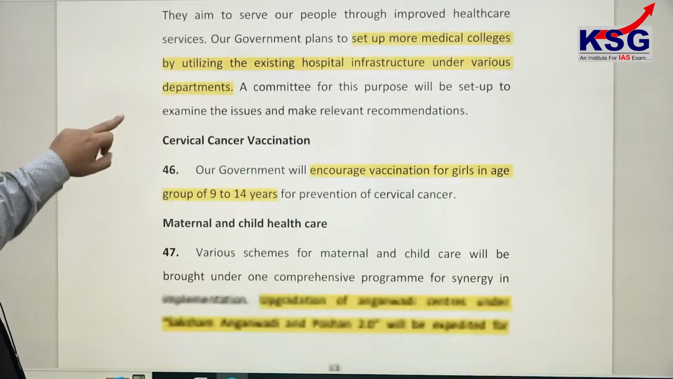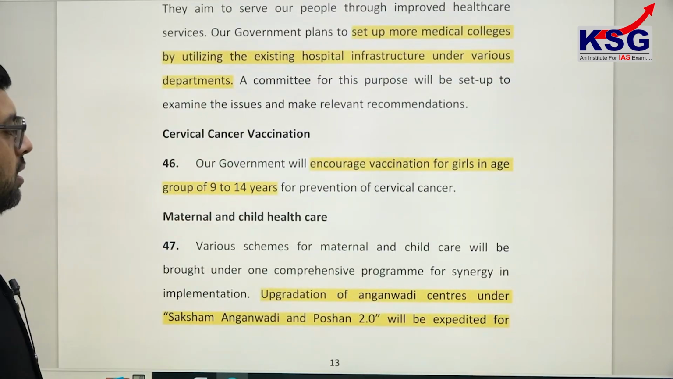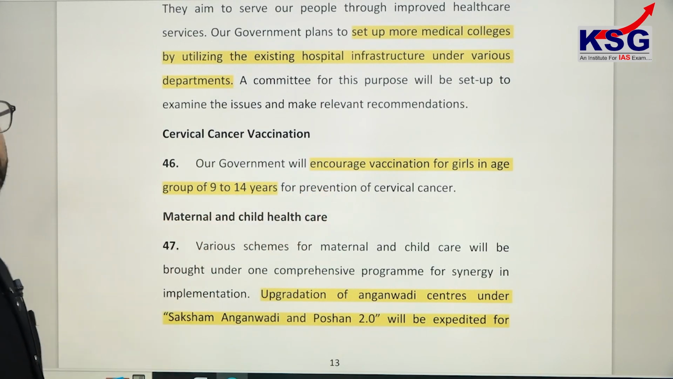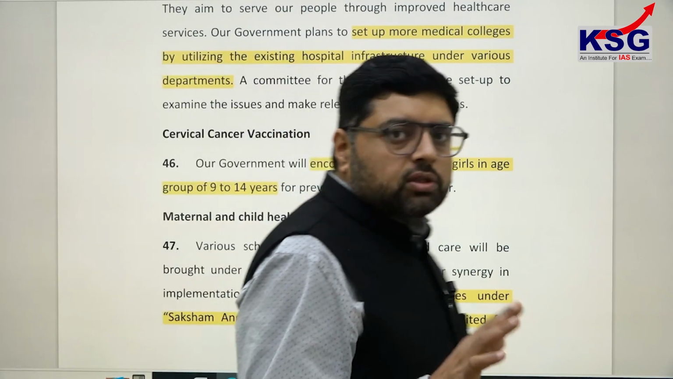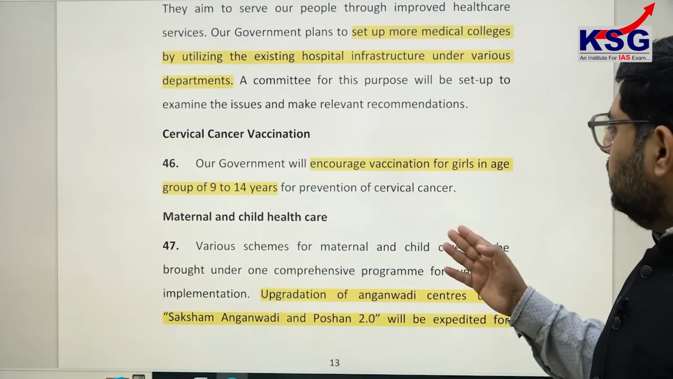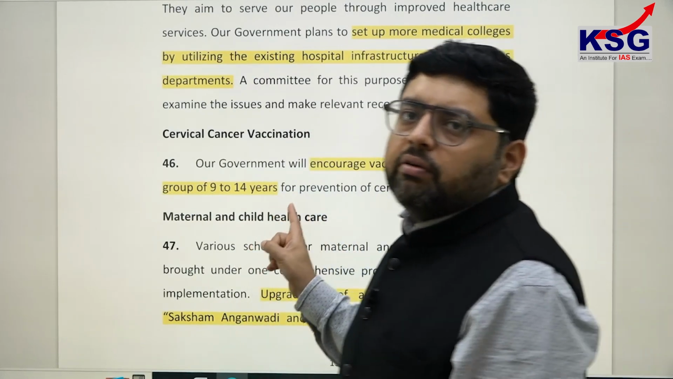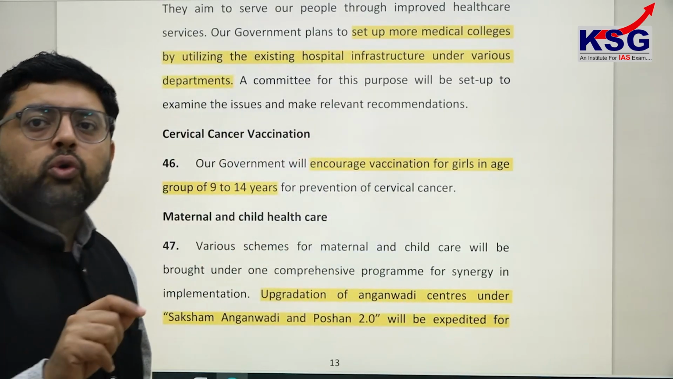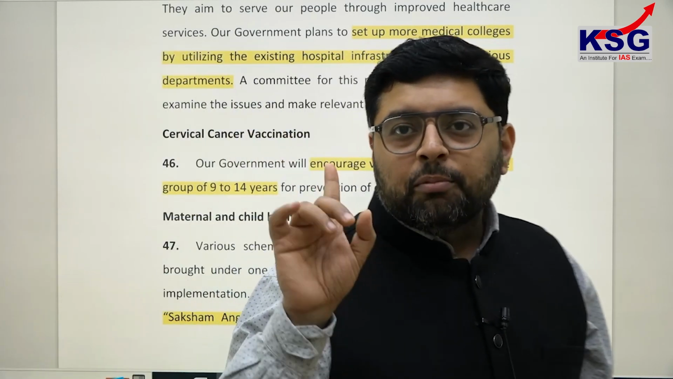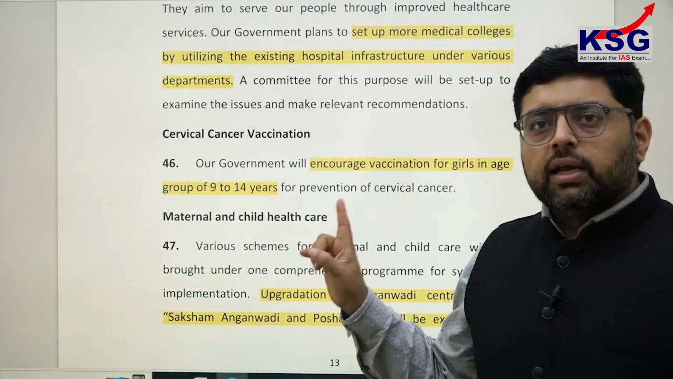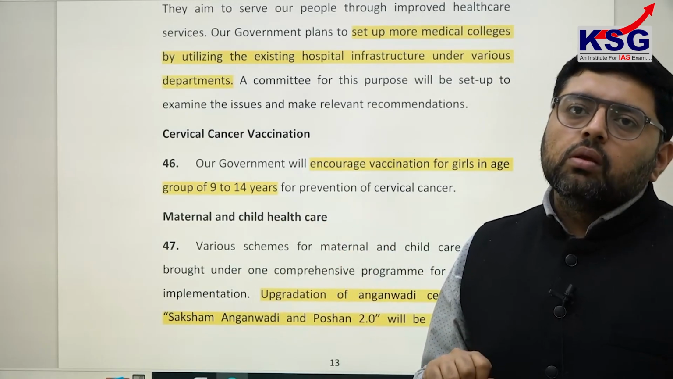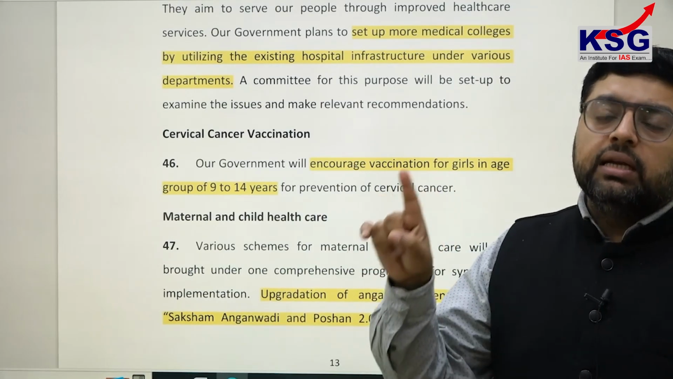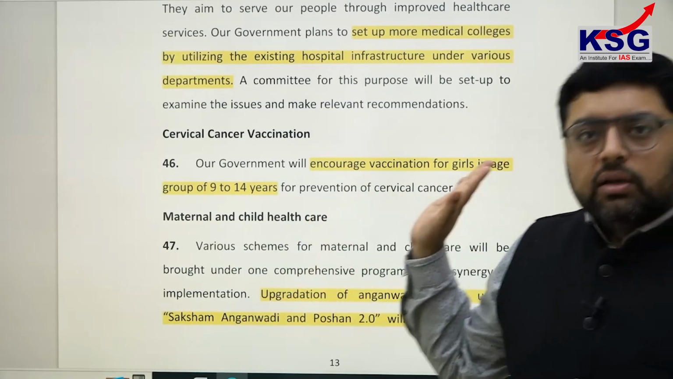Next, cervical cancer vaccination. Here vaccination will be given to girls in the age group of 9 to 14 years. This is a preventable disease, so government will start giving vaccination. This cervical cancer is caused by a virus. So number one, you have to remember this for your examination. Number two, you have to remember that India has an indigenously developed vaccine for this cancer.